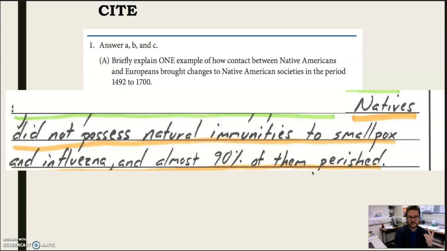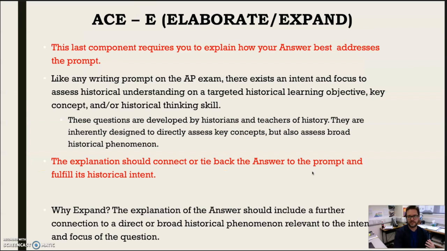We got answer, second sentence, and now we have our third sentence, which is going to be elaborate or expand. So this last component requires you to explain how the answer best addresses the prompt. Like any writing prompt on the AP exam, there exists an intent and focus to assess historical understanding. All right, this explanation should connect or tie back to the answer, to the prompt, and fulfill its historical intent. Why expand? The explanation of the answer should include a further connection to direct or broad historical phenomenon relevant to the intent and focus on the question. So you really are just wanting to expand on it and show that, yeah, you know this information, all right? Make sure it ties back to the answer and the prompt.